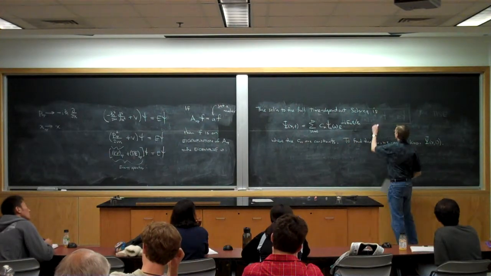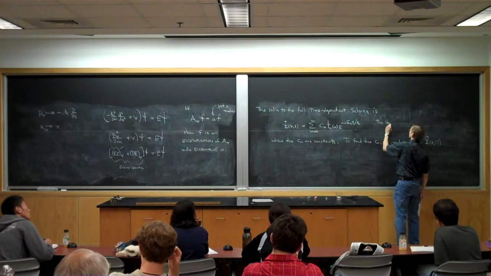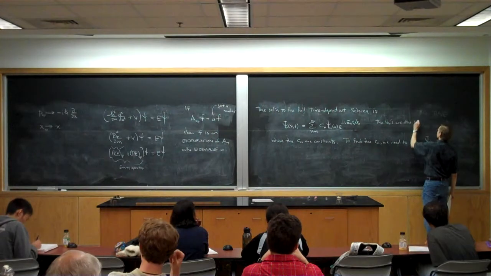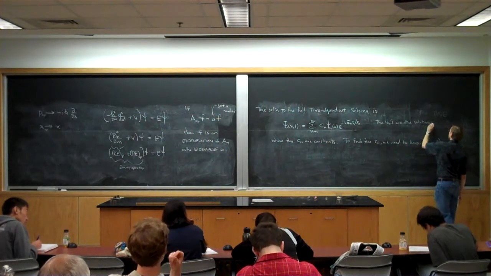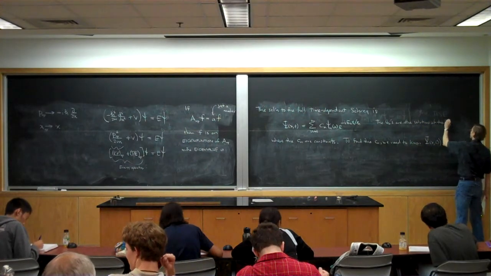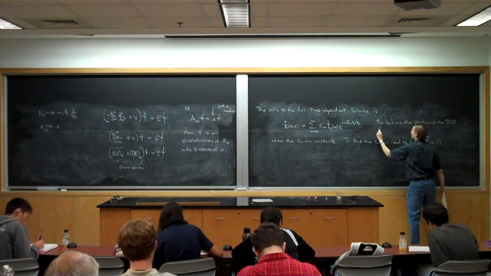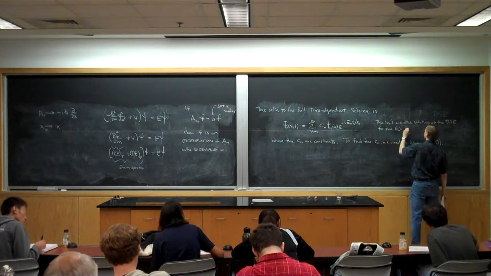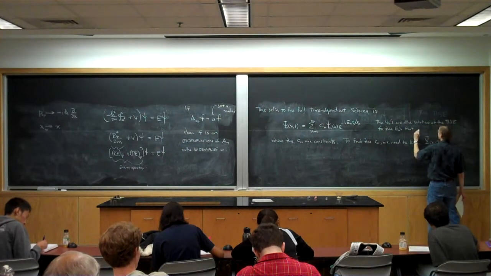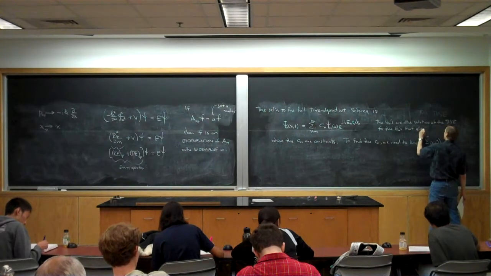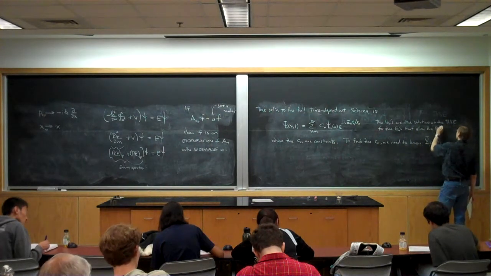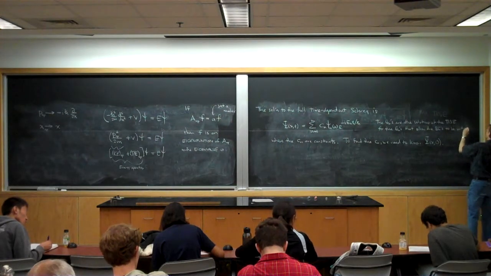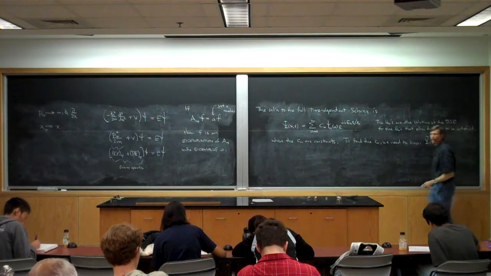So the psi n's are the solutions of the time-independent Schrodinger equation for the E sub n's that allow the boundary conditions, the BCs, to be satisfied.